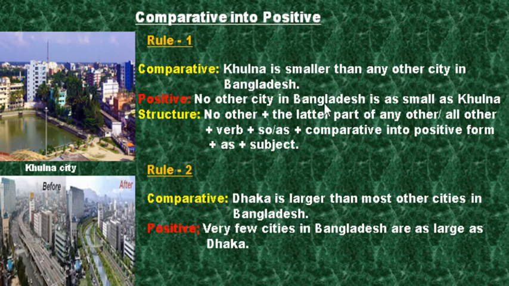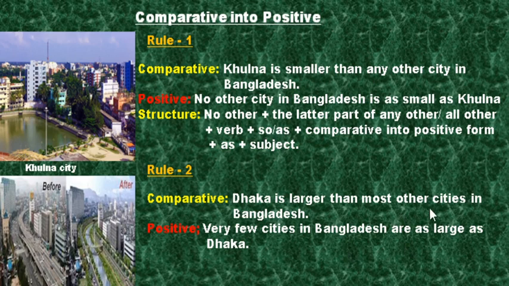Same rules. In the case of comparative to positive, you have to write no other, then the later part of any other or all other. So, no other city in Bangladesh. You cannot write then any other, you have to use the later part of this. No other city in Bangladesh is as small as Khulna.